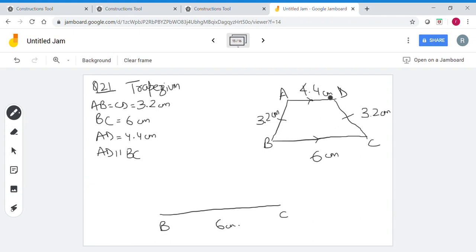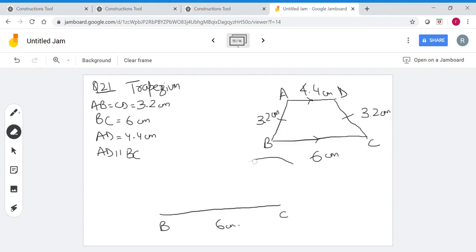I have nothing here. The only thing I know about A is that it's 3.2 from B, which means if I make an arc, it can lie anywhere here. Similarly, if I make an arc of 3.2 from C, my point D can lie anywhere on this arc. So how do I move on? This is where we'll need to do a small trick.